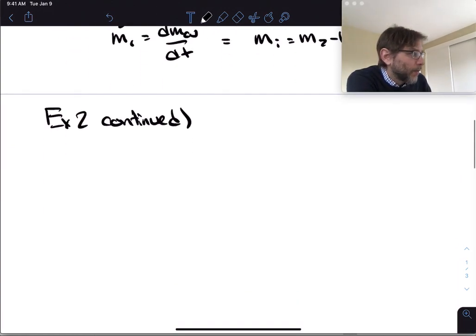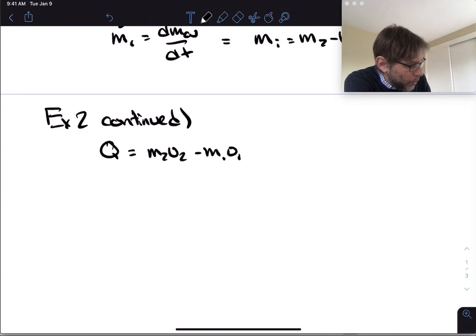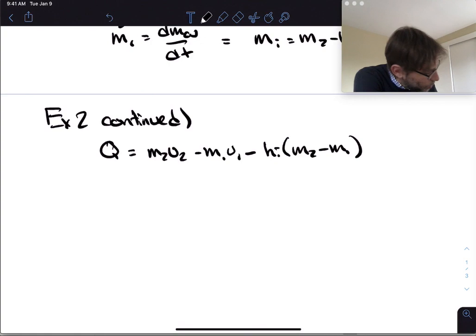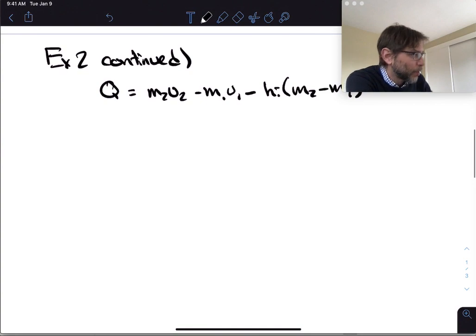All right, so then the next thing we have to do is the energy equation. We're going to use the same thing. So Q equals m2u2 minus m1u1, minus h_i (m2 minus m1). Let's just assume we have the same equation from before. There's no work, right? So we said the work and the kinetic energy terms and all that stuff are 0.